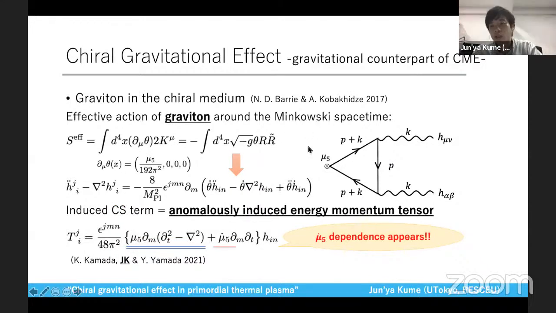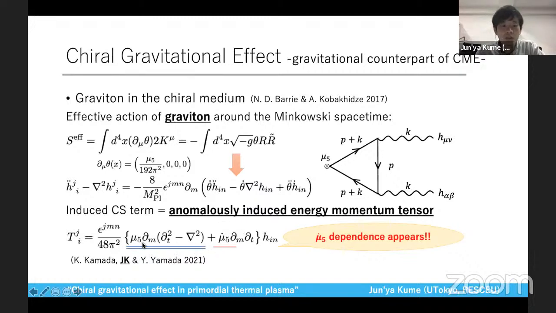Here we also integrate out the chiral fermions. Now we can see the induction of this gravitational Chern-Simons term. Let's see how this contributes to the equation of motion. The left-hand side comes from the Einstein-Hilbert term, and here, this is the contribution from the Chern-Simons term. By comparing with the usual Einstein equation, you can interpret this contribution as an anomalously induced EMT, and it has this concrete form.